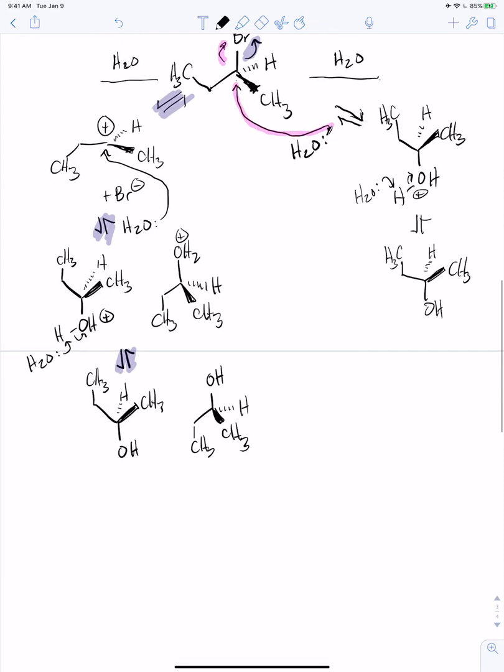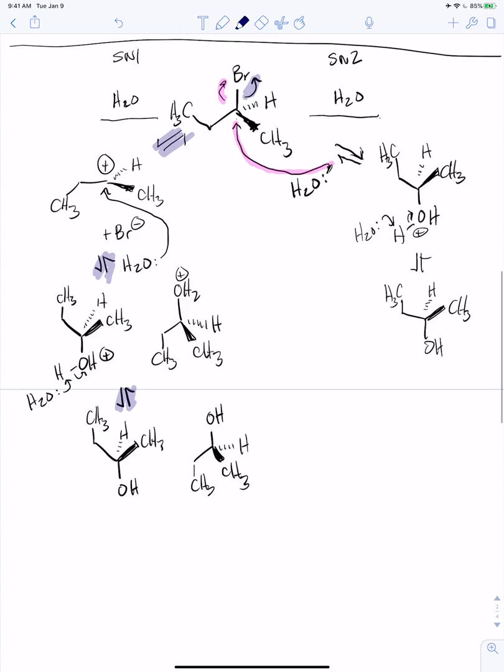So in reality, both of these mechanisms would be in competition with one another at the same time. They'd both be happening simultaneously in the flask. It's just that one of them is going to happen much faster than the other. And we know in this particular case, because we already looked at something similar, that the Sn1 is the predominant mechanism.